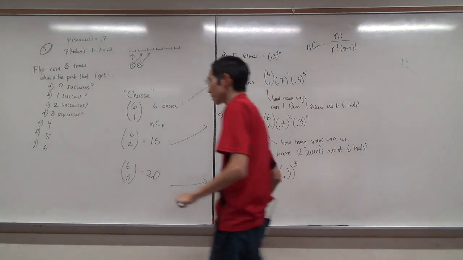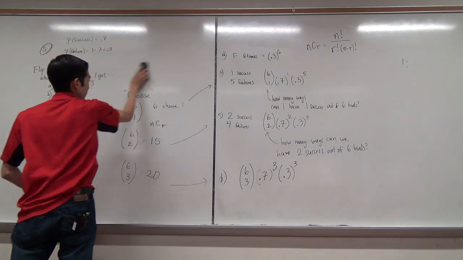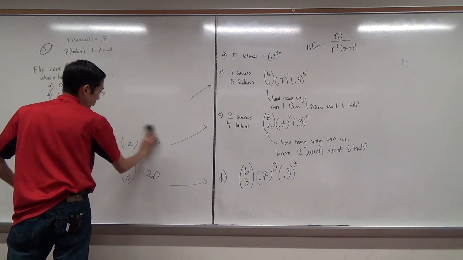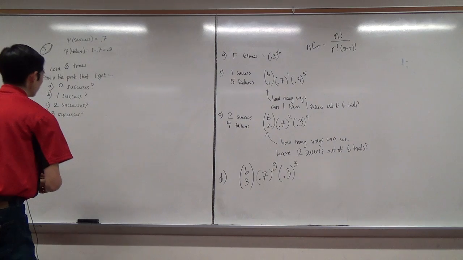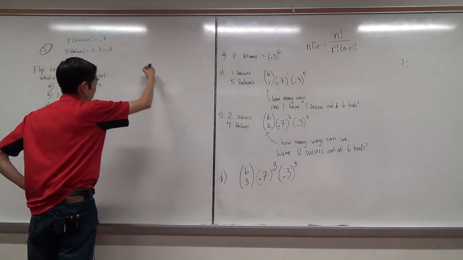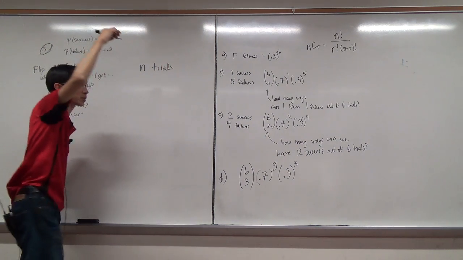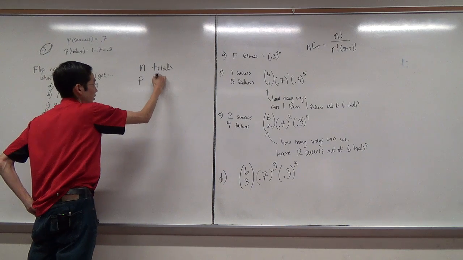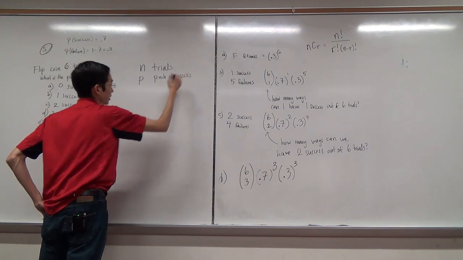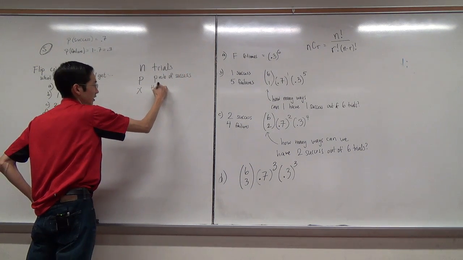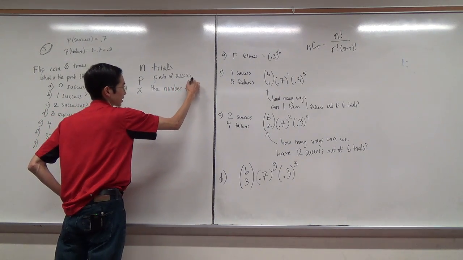Okay, so let's break this down to a generalized form so that we can figure this out for any binomial situation. Okay, so we would have n trials, or n coin flips. P is the probability of a success. And x is the number of successes that we want to calculate the probability for. Okay? It's the number of successes we are interested in.